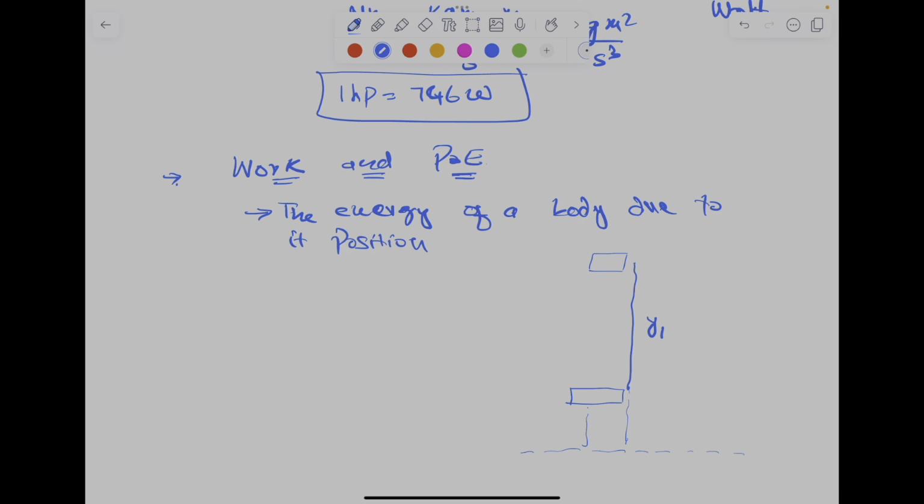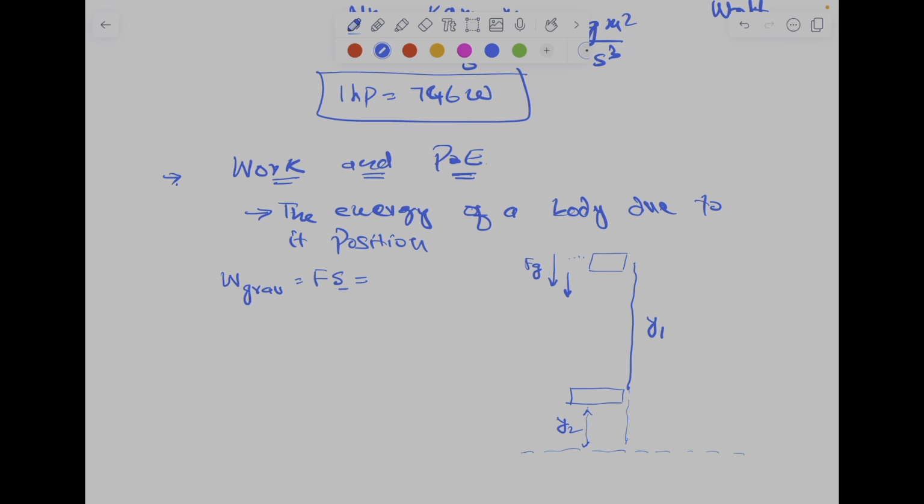This is your y2. Okay, so your work done by the gravitational force, because when you release this object it moves downward, and the force of gravity is acting downward, and the object is moving its position. So the work is Fs. Okay, and now this work is stored in terms of its position. So this s is nothing but y2 minus y1.